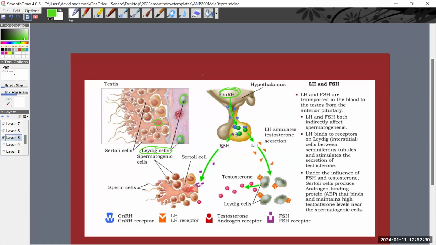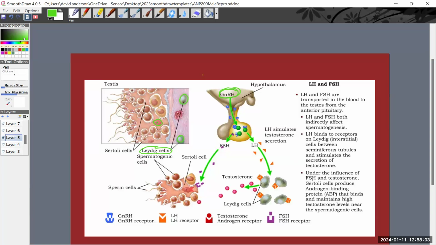These are not steroid-based hormones, so they need receptors on the cell membrane to activate the inside of that cell. So here we can see that FSH targets a receptor on our Sertoli cell. Purple receptor matches, activates inside, and activates the nurse cell to initiate the process of spermatogenesis. LH and FSH both indirectly affect spermatogenesis.